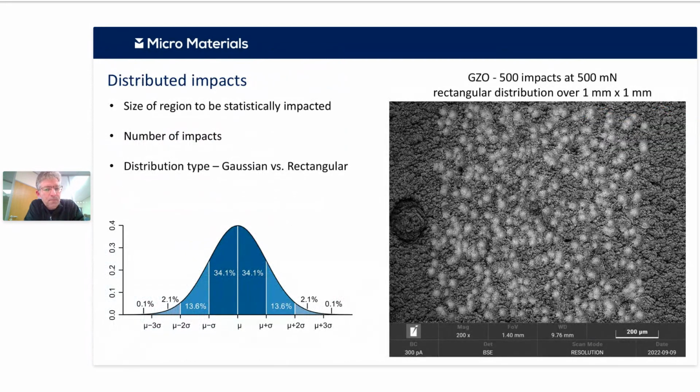So very good. But the next stage was to do the randomized impact test. So as I mentioned, you can do different types of distribution. On the left, you could do a Gaussian distribution where you have a higher probability of your impacts occurring near a central spot, or you could make them equally spaced on the right. So there's an example there just of 500 impacts.